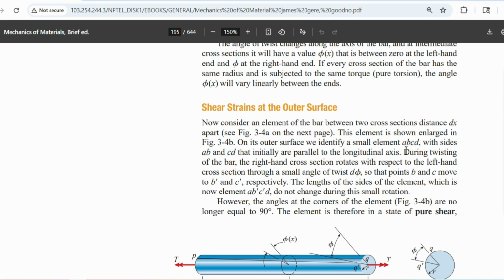Okay, so during twisting of the bar, the right hand cross-section rotates with respect to the left hand cross-section. But it's very useful to think of that left cross-section as fixed. That goes with the picture, makes it more intuitive. And that's going to rotate through a small angle of twist d phi. You know what I mean?